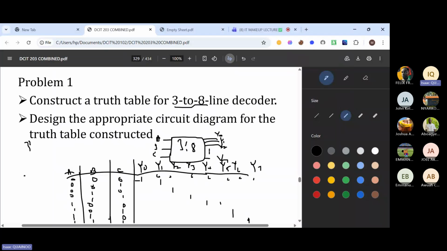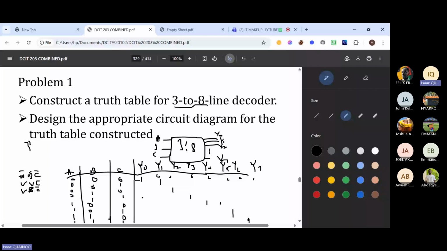So for y0, we are going to have A prime, B prime, and then C prime. Okay. And then we are going to take our y1. We know y1 is high when A is 0, B is 0, and C is 1. So we are going to have A prime, B prime, and then we are going to have what? C. And then you know y2 is high when A is 0, B is 1, so we have B, and then C is 0, so C prime.